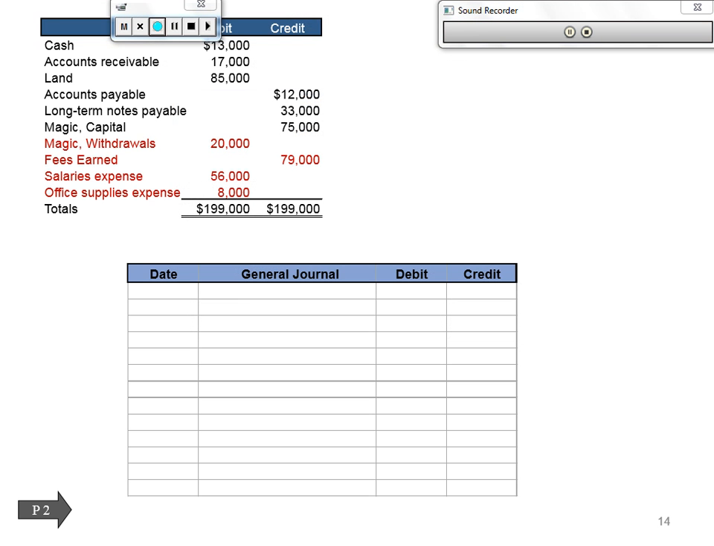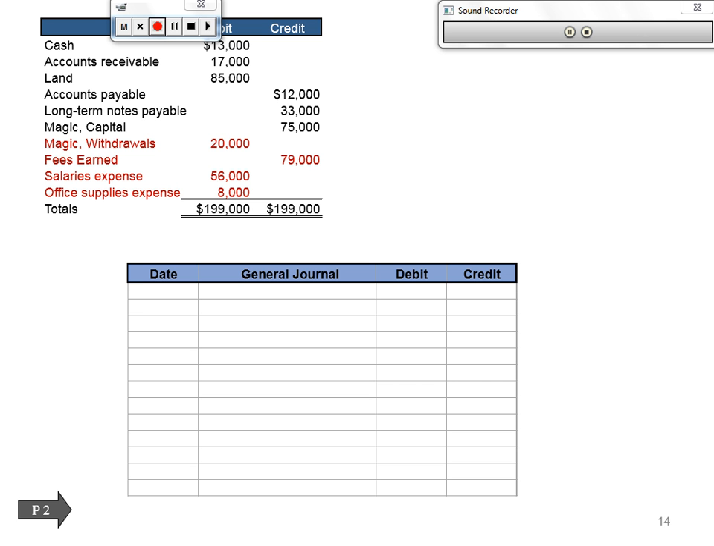So step one, what's the first step in the closing process that you wrote down? Revenue accounts and income summary. Close revenue to income summary. Something you need to know: anytime you're closing an account, you have to do the opposite of whatever the normal balance is.